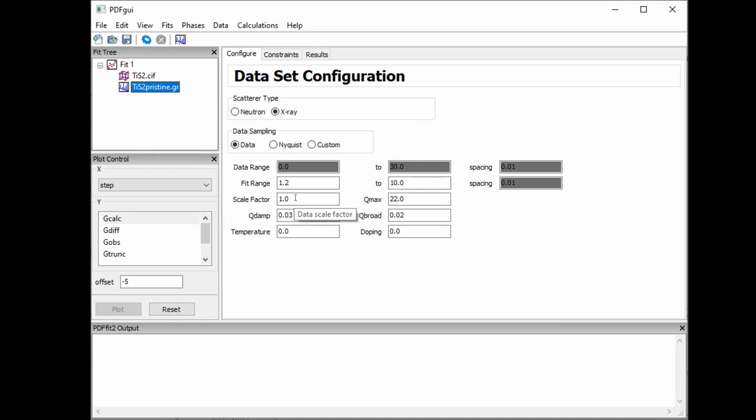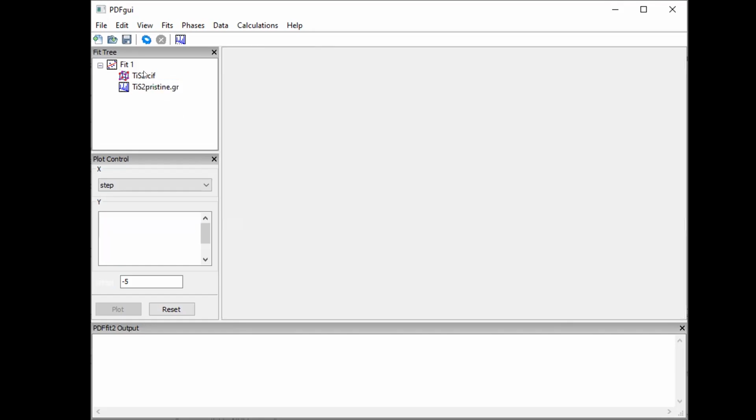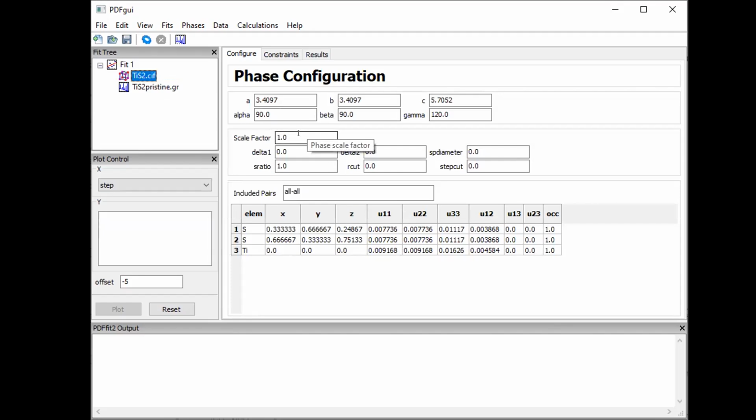So what this means is, let's say you have multiple phases to fit, and you have this data, but this sample contains, let's say, two phases, right? Maybe one is titanium sulfide, the other turns out to be, let's say, lithium carbonate or nickel oxide. Whatever the phases, there are multiple phases, and this parameter actually applies to all of them. And in each specific phase, we also have a scale parameter that only applies to this phase.